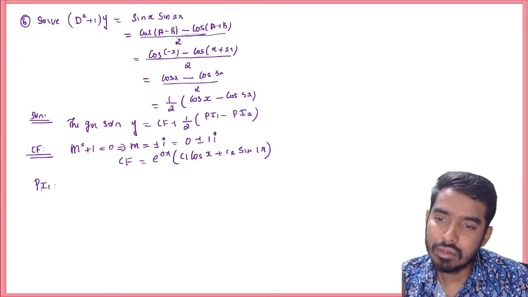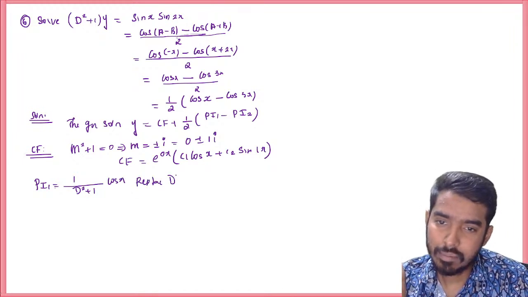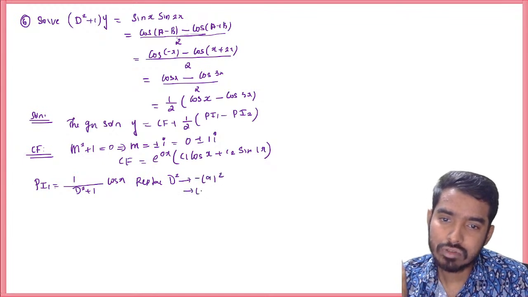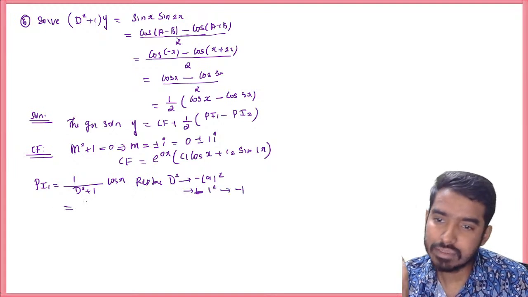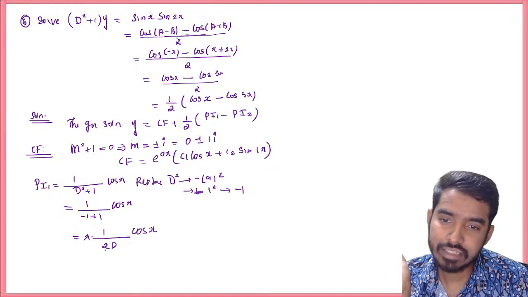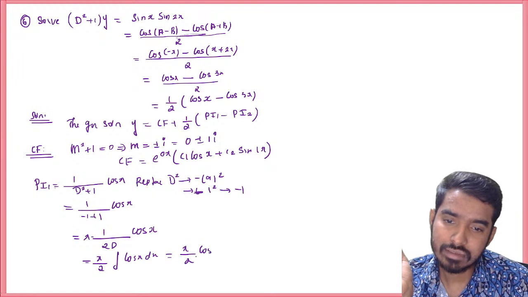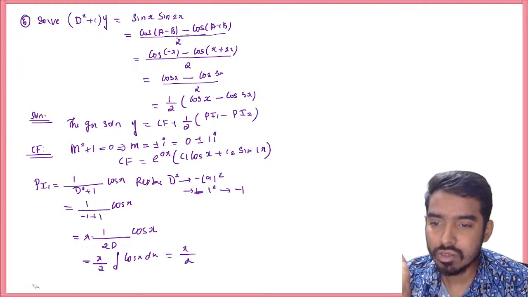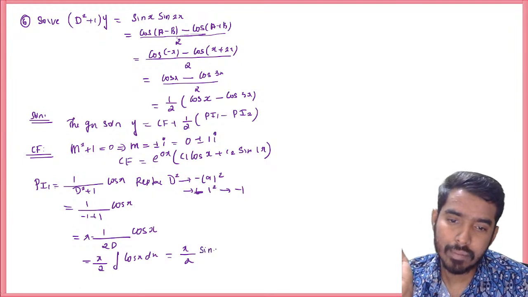Now you find pi1. So pi1 is 1 divided by D square plus 1 of cos x, right? Now replace D square is equal to minus a square. So it will be minus of a, which is 1 here, so it will be minus 1. So replace D square by minus 1. So we'll have minus 1 plus 1 by cos x, which is 0. So multiply x and differentiate the denominator, 2D of cos x. So x by 2, this will be integration of cos x dx, right? Because 1 by D of cos x. It will be x by 2 integration of cos x, which is sin x. So x by 2 sin x is your pi1.